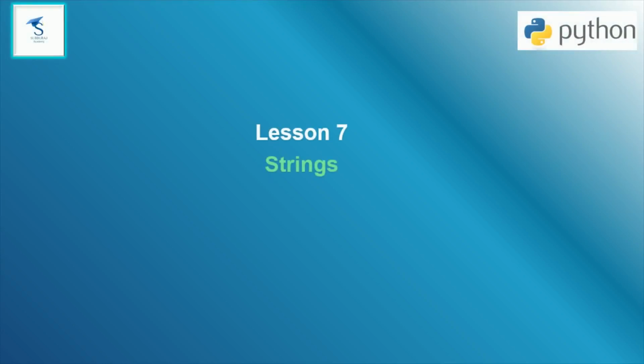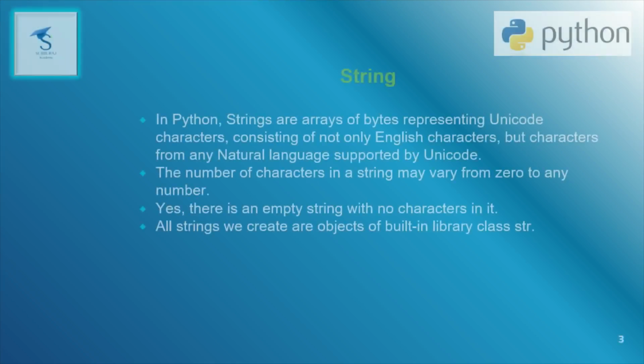In Python, strings are arrays of bytes representing Unicode characters enclosed within single or double quotes. Python strings consist of not only English characters, but characters from any natural language supported by Unicode. The number of characters in a string may vary from 0 to any number. Yes, there is an empty string with no character in it. All strings we create are objects of the built-in class str. In the previous lessons we passed strings to print functions. We also printed strings in a few natural languages.